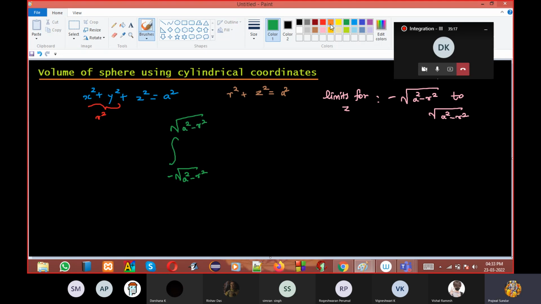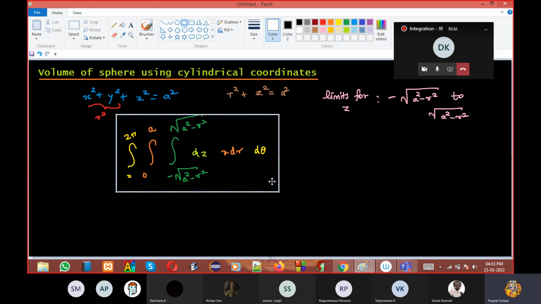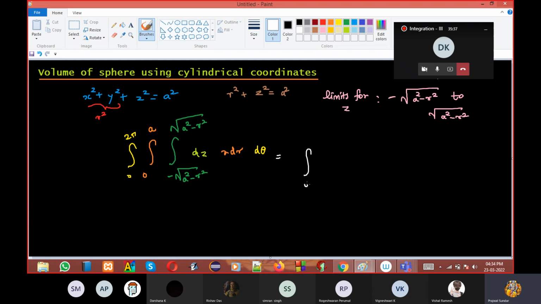Then you will have r from 0 to a and θ from 0 to 2π. The integral is dz, you will have r dr dθ. Do the integral, what will we get? This will be separable. 0 to a, 2 times root of a squared minus r squared, r dr. Now how to evaluate this integral?